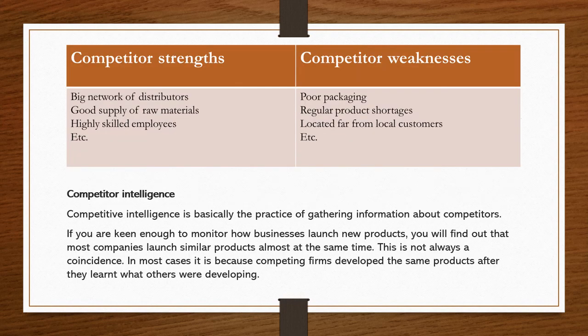So some of the weaknesses and strengths of the competition. When you look at the competitor strengths, for instance, we may have a big network of distributors. We may have good supply of raw materials. We may have highly skilled employees, among others. So you may also give other examples of competitor strengths. So we have identified the big network of distributors, a good supply of raw materials, and then employing highly skilled workers. So that one can be a strength.